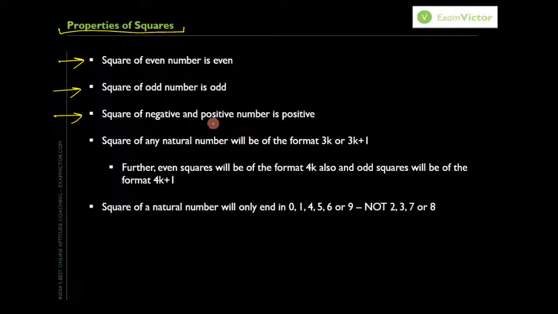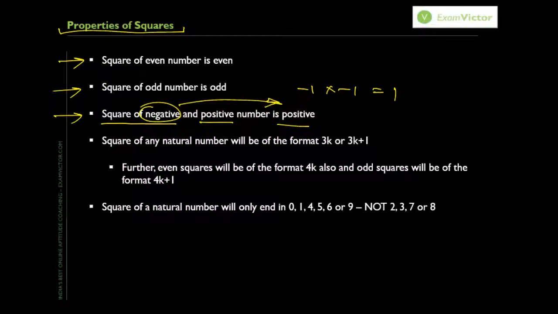Square of a negative and a positive number is positive. So actually this is not very well structured. What I mean to say is the square of a negative number is positive and the square of a positive number is also positive. Basically it's just -1 into -1 is actually equal to 1. So this is what we're using here. The square of the negative number is going to be positive. Alright. Then the square of any natural number will be of the format 3k or 3k plus 1.